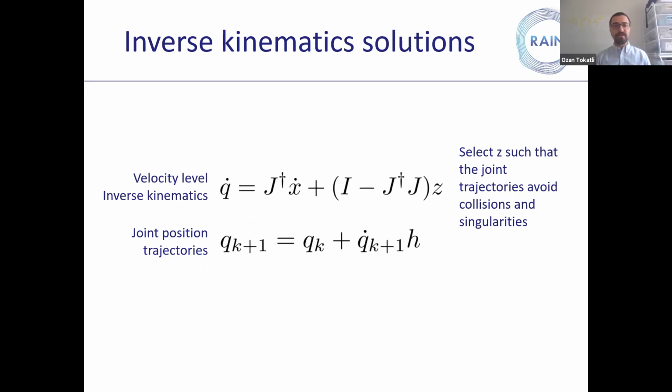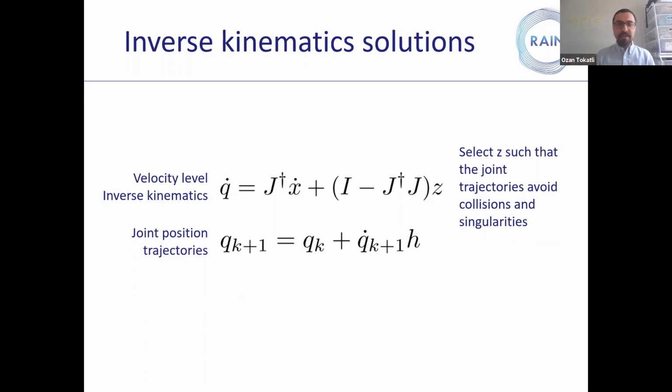We are solving the inverse kinematics problem at the velocity level. So for a given end effector velocity, we calculate the joint velocities, and then we integrate them to obtain the joint positions. Here, what we see is that the first part of the first equation, which is J times x dot, that's very conventional in robotics. On top of that, since we have the redundant manipulator, we are utilizing the null space of it.